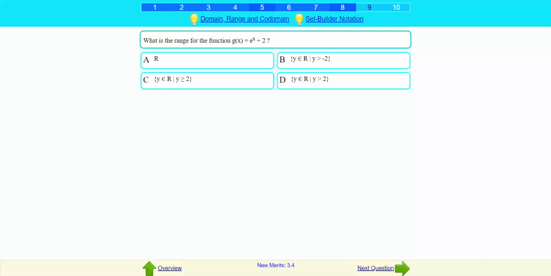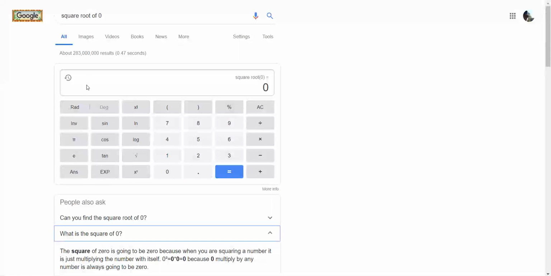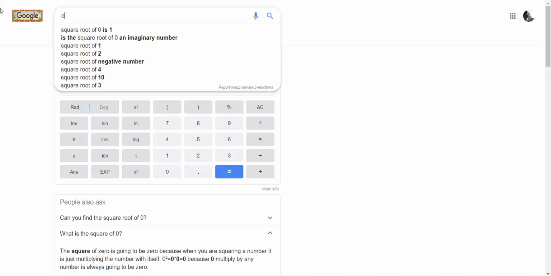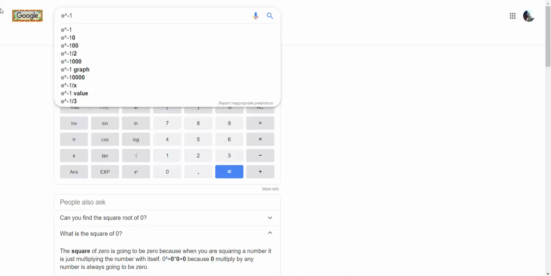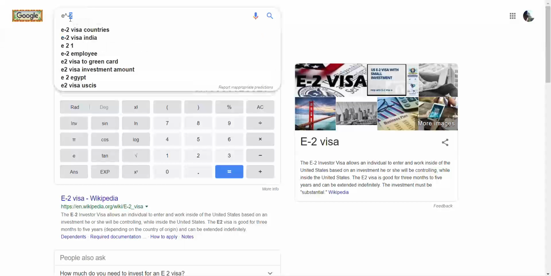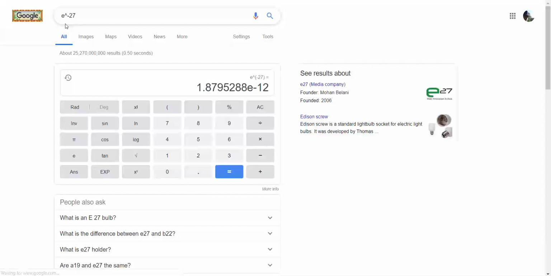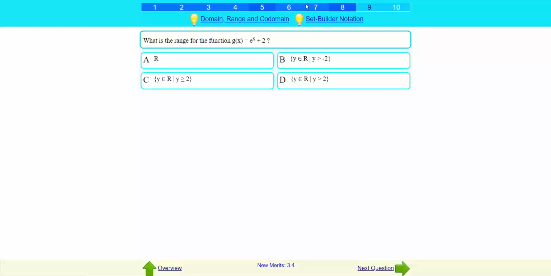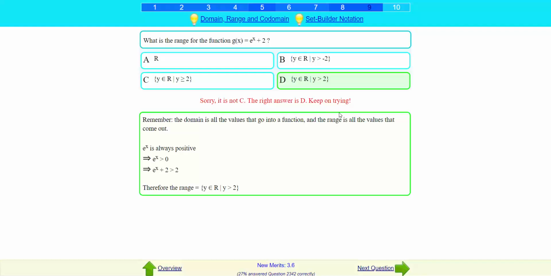So what is a to the power of... What if we go a to the power of negative 1, or negative 2? What if it is like negative 27? There's this value that you will always get. So it's always greater than... it's asking the range, not the domain. So the range is always greater or equal than 2. Is it D?